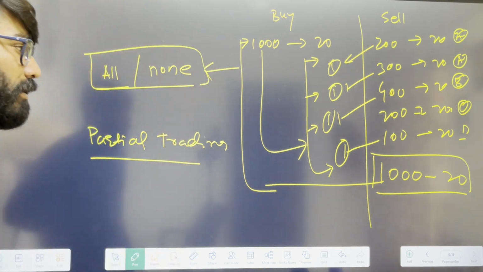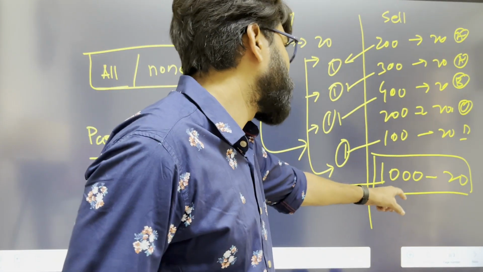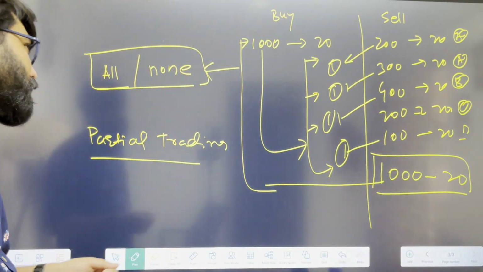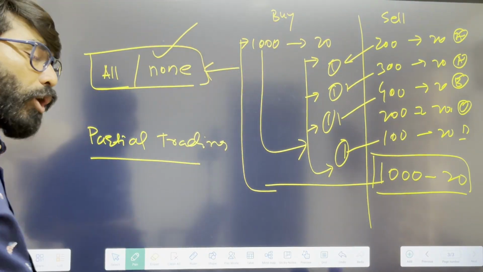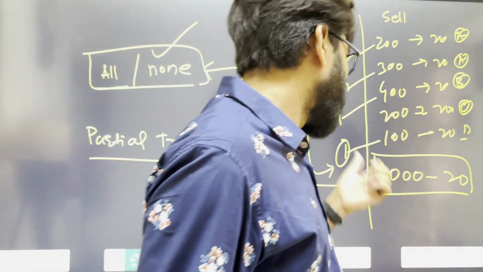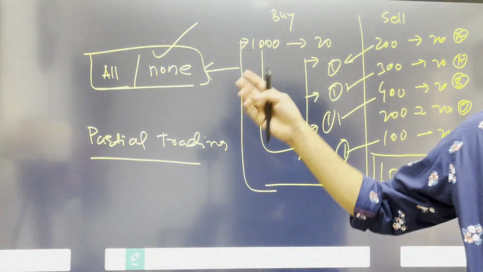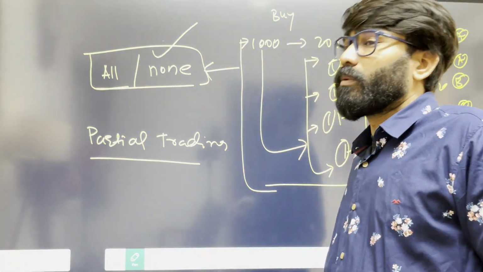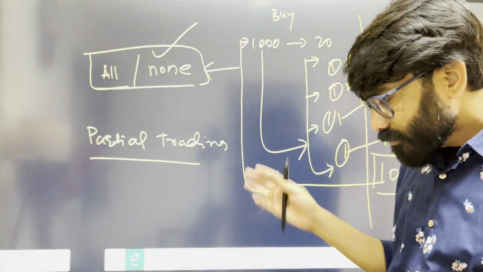And what if, sir, we don't have any order which matches my requirement? Then if there is no lot which matches your lot, that will be a none order. So it means that on that particular day your trade will not get executed.